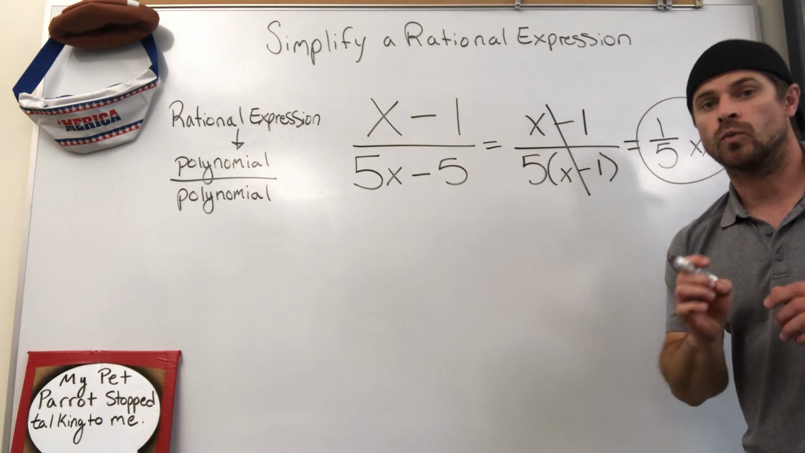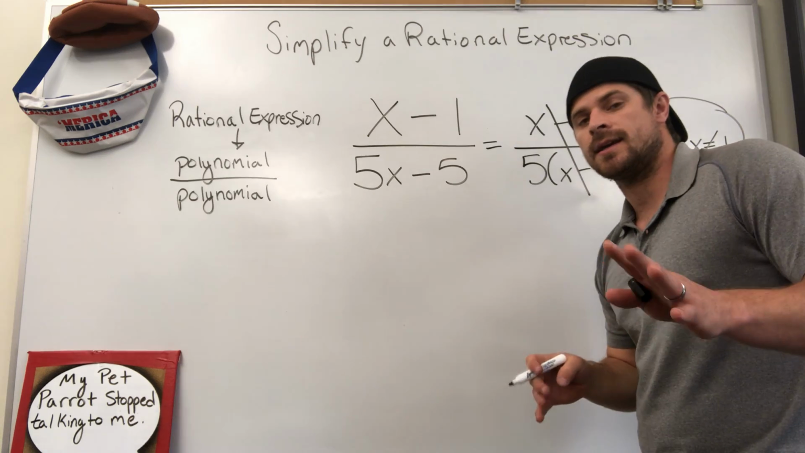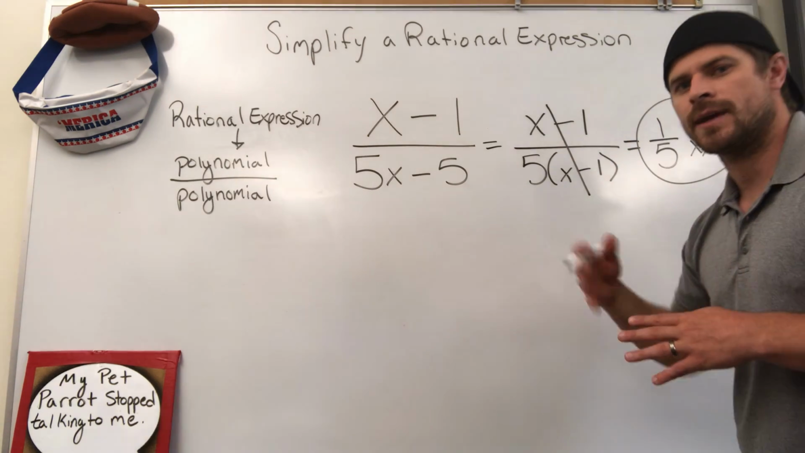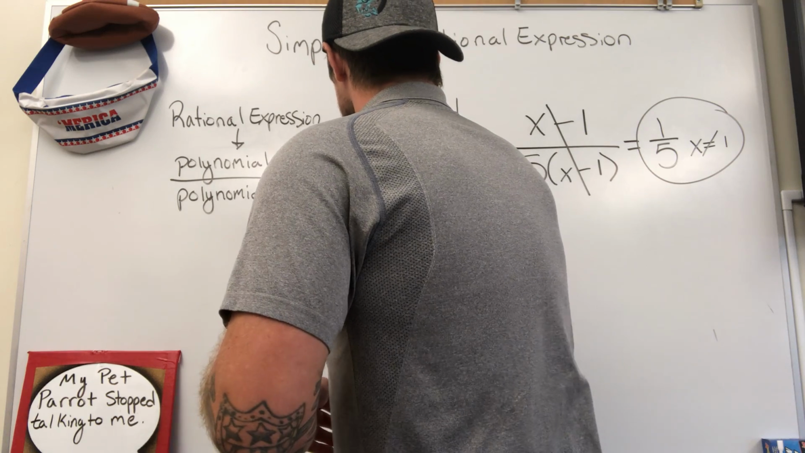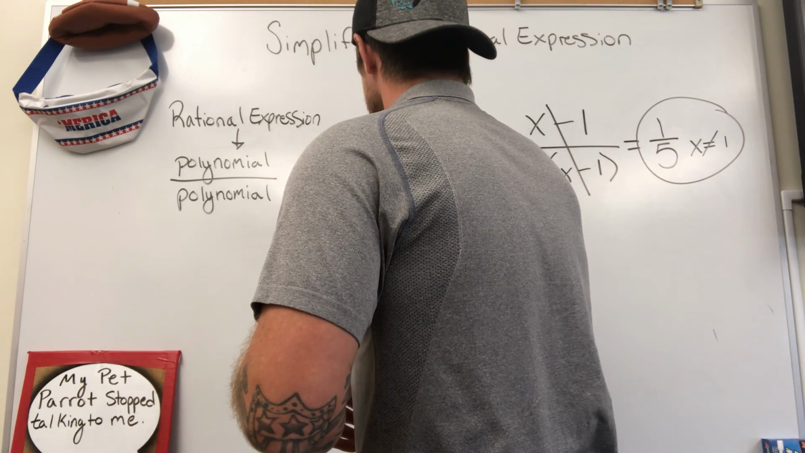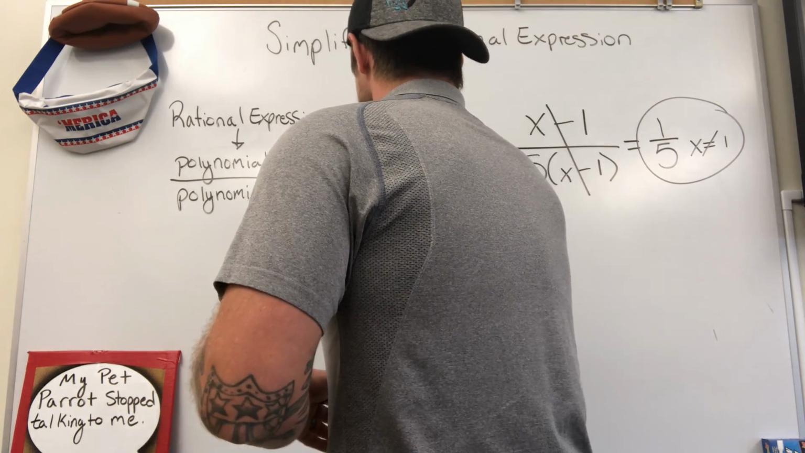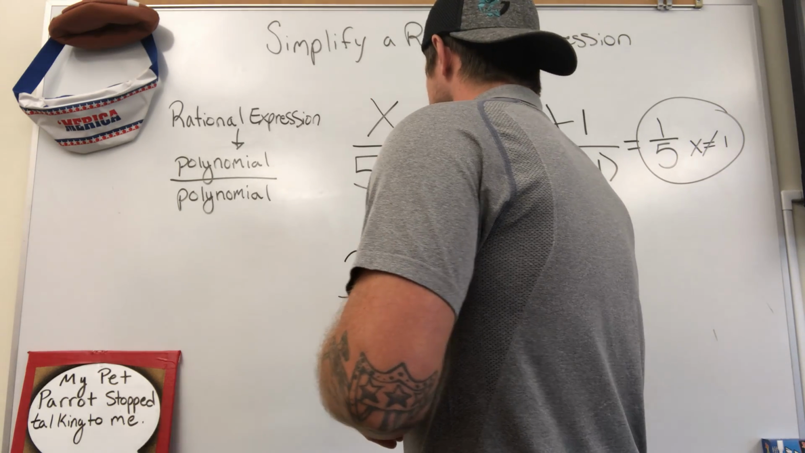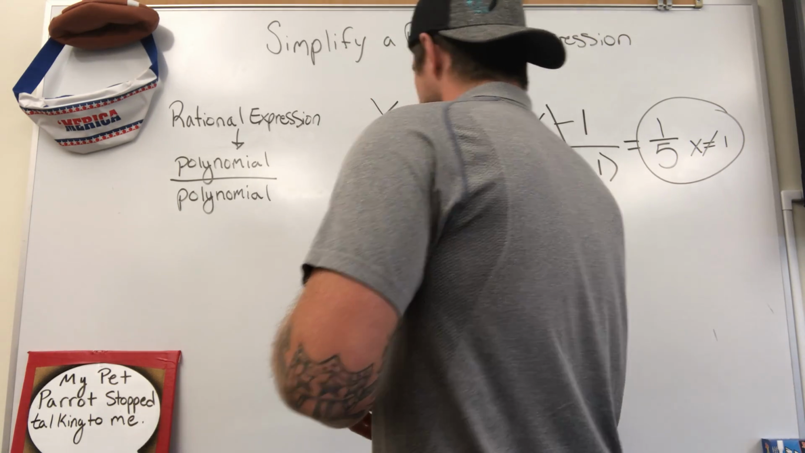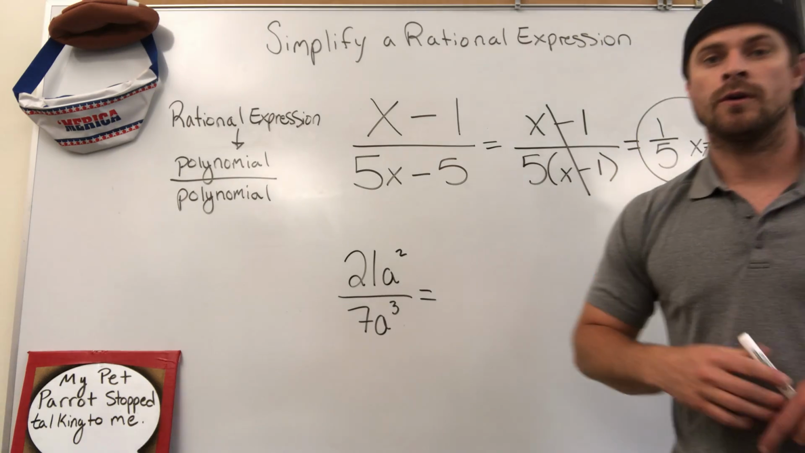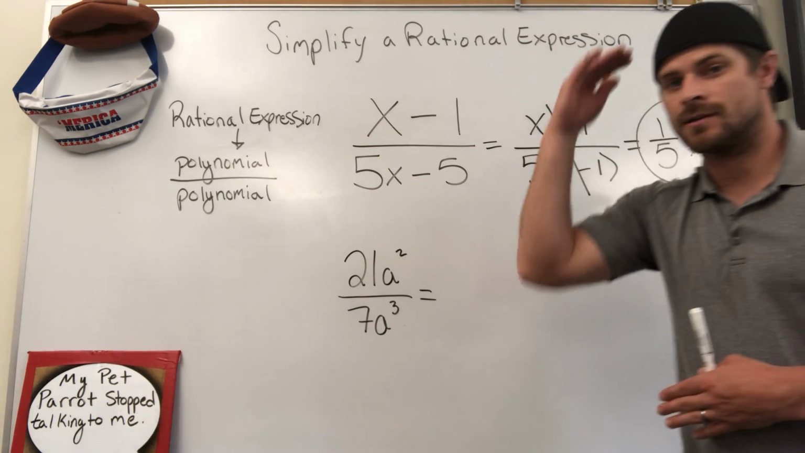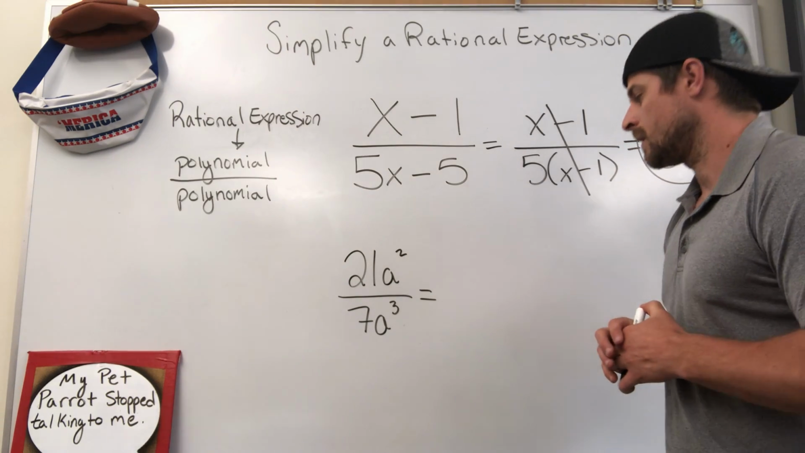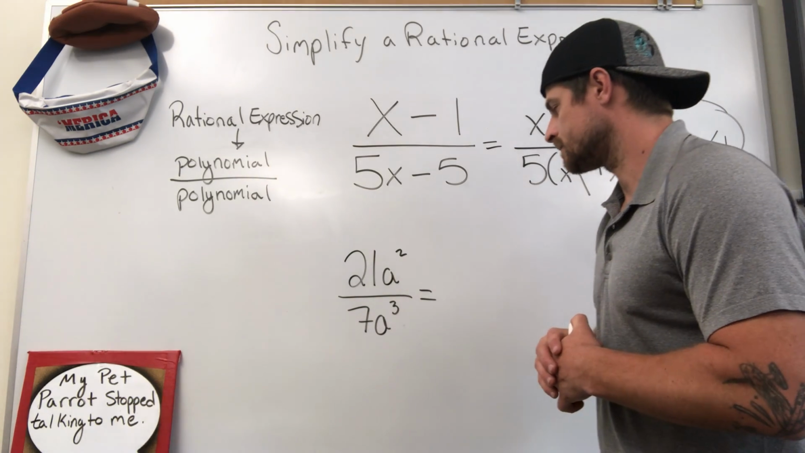Okay, let's go over one more example, to make sure you understand it. Try and pause the video, answer it yourself, and see if you come up with the same result as I do here. So let's go 21a to the second power over 7a to the third power. Okay, we're trying to factor out and get a common factor that we can divide from the top and the bottom. So I'm going to look this over.